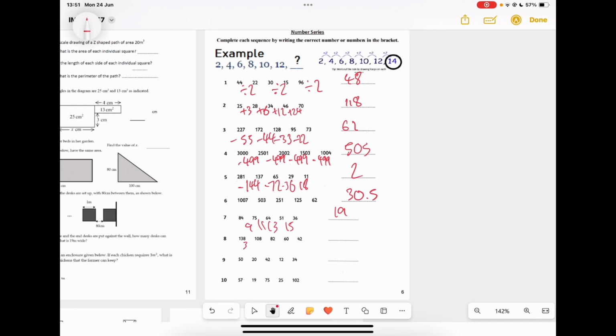So this is a subtraction of 30. And then from 108 to 82, we have a subtraction of 26. For 82 to 60, it's a subtraction of 22. And then for 60 to 42, it's a subtraction of 18. So we can see the subtraction has a difference of 4 each time.